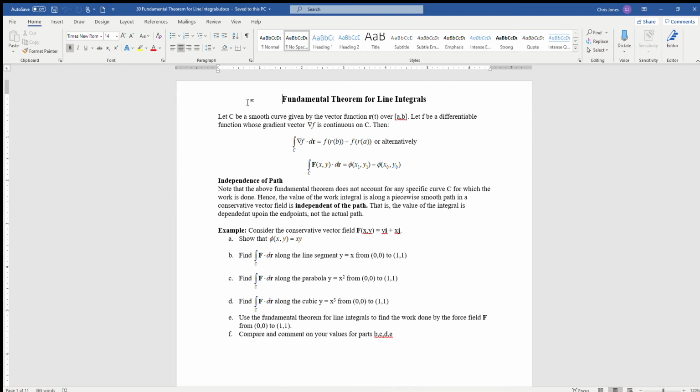So we've taken a look at the idea of vector fields and we've taken an idea of a line integral. So now what we're going to do in the next few sections is start to take a look at specific types of line integrals. And one of those is going to be the types that are conservative.